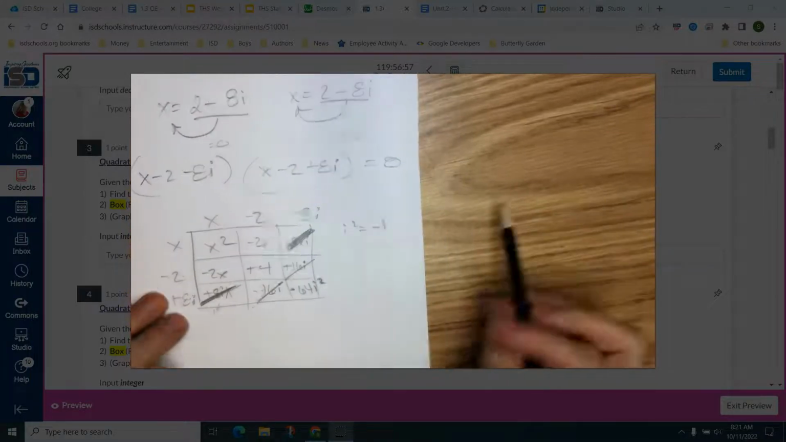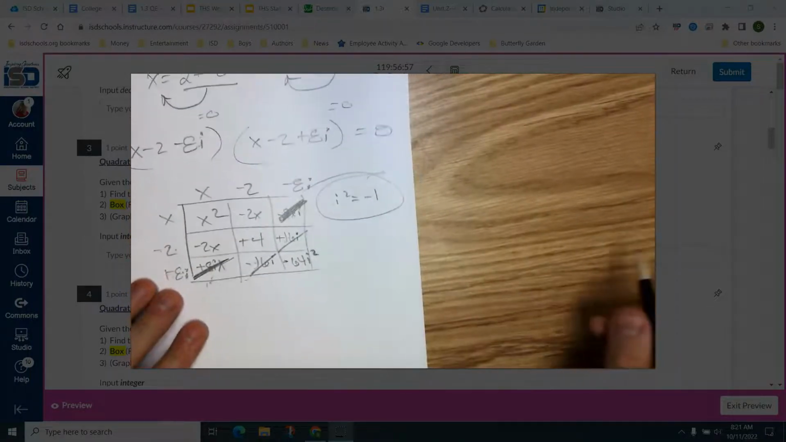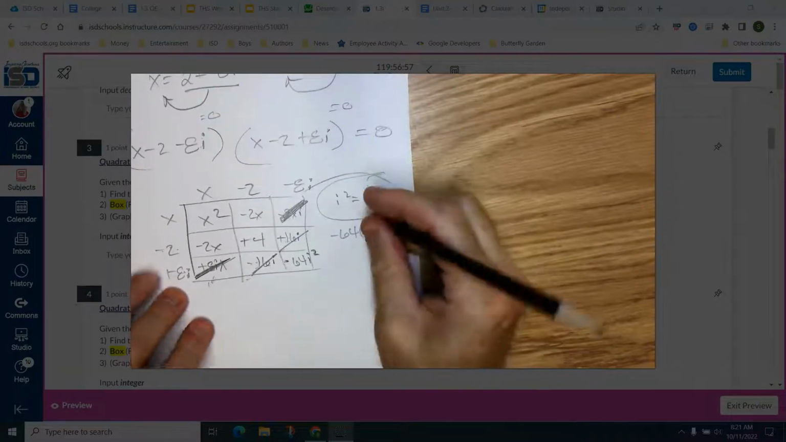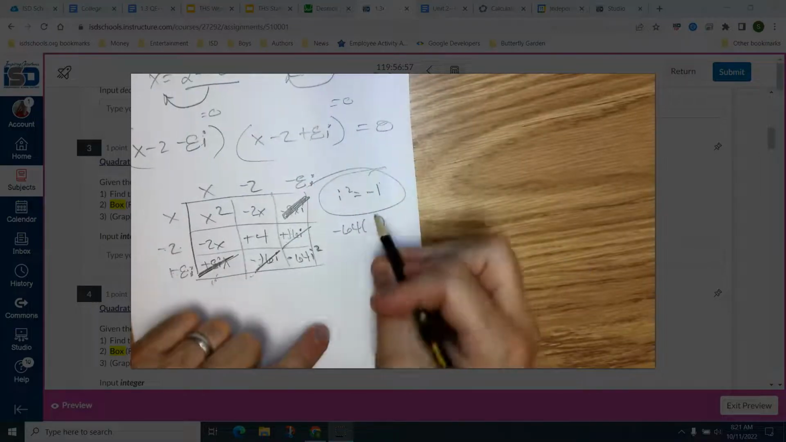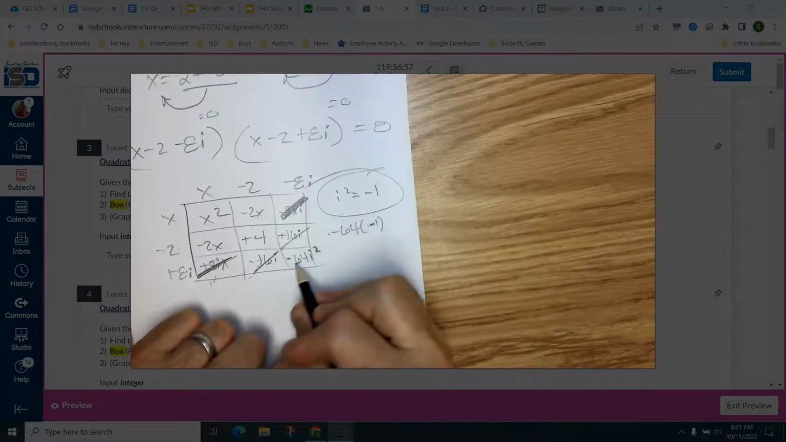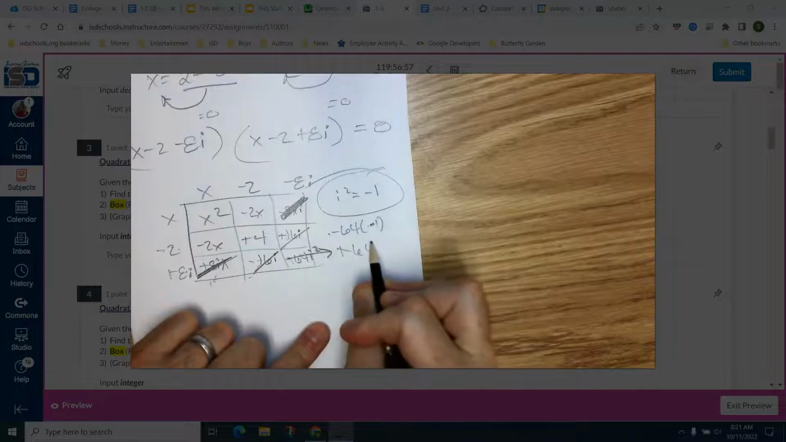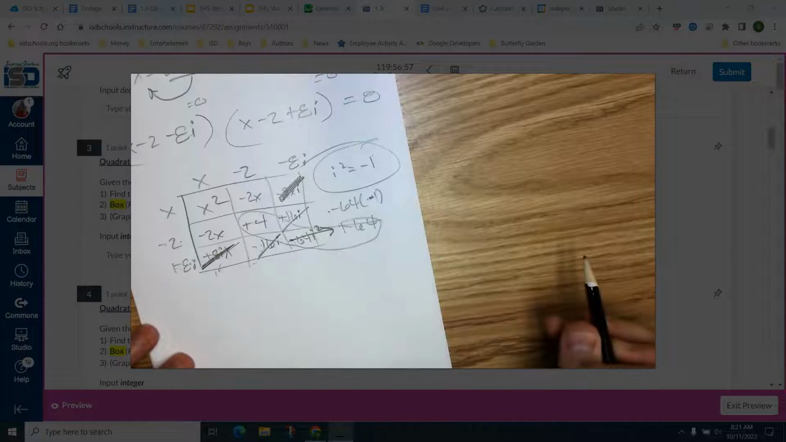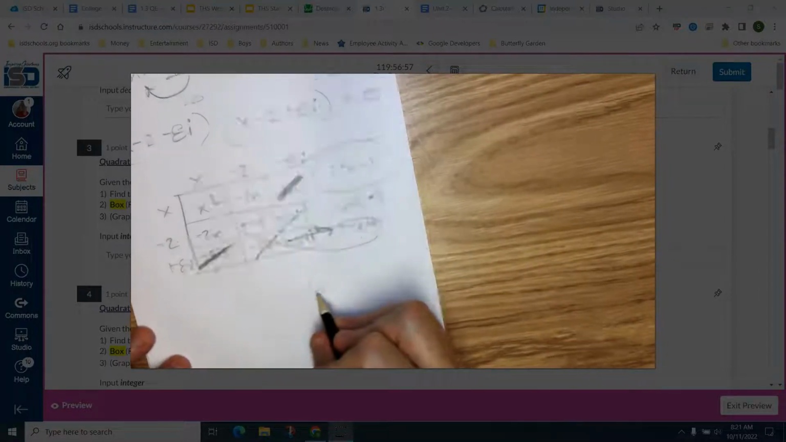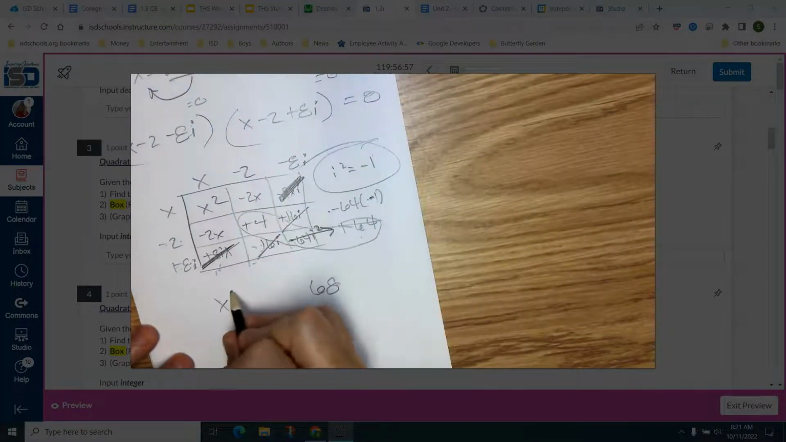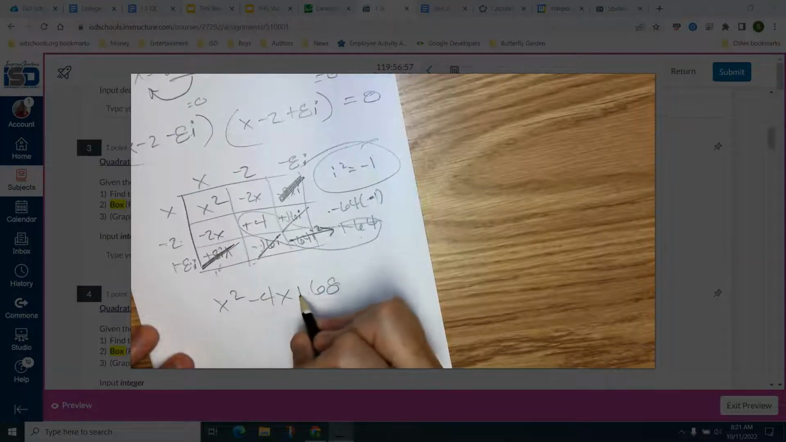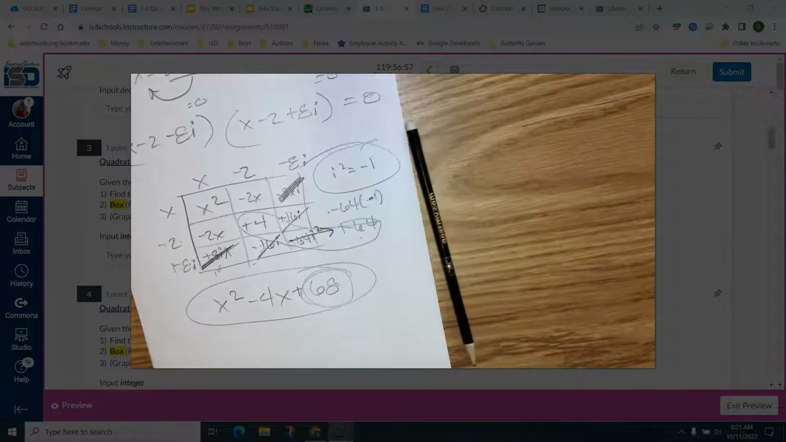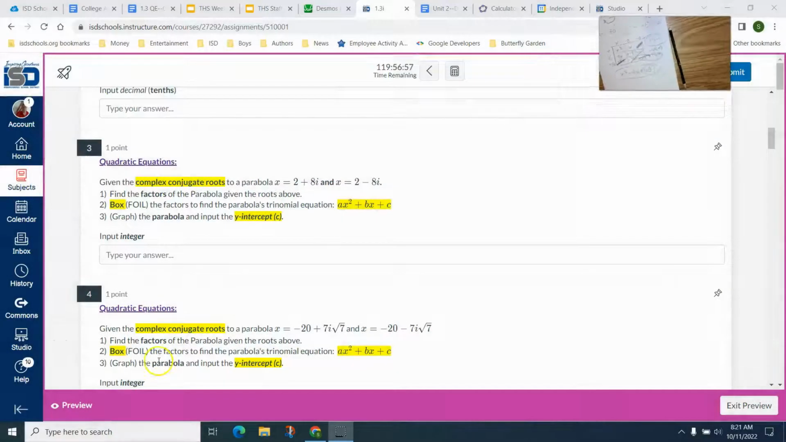Now, of all that i stuff we've been doing, this is the most important thing. So this is negative 64 times the negative 1. Alright. And 2 negatives make it positive, so this is plus 64. Alright. So these two are going to add up. 64 plus 4 is 68. Alright, so it's x squared minus 4x plus 68. There is your y-intercept. Alright, that is the y-intercept.